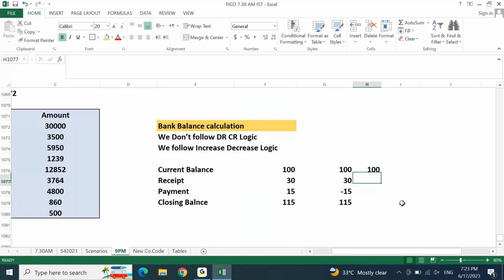If you are talking about accounting point of view, this receipt will be, now let me put accounting here. Next one I'll put banking. Banking also I'll put 100.